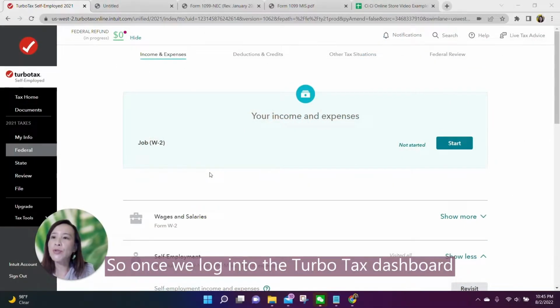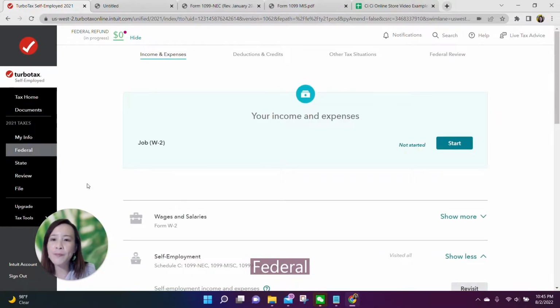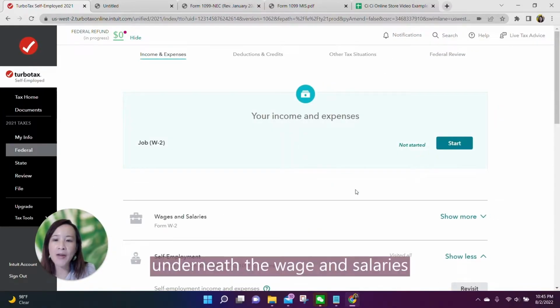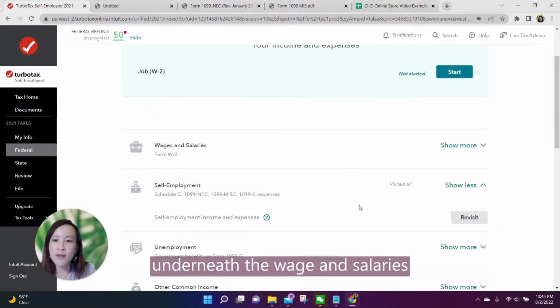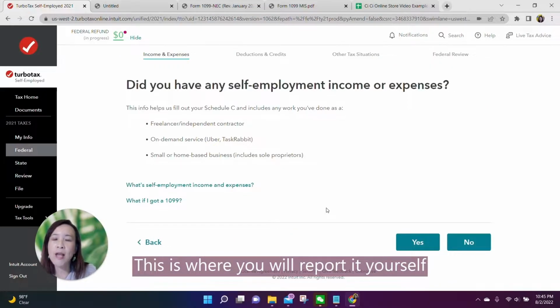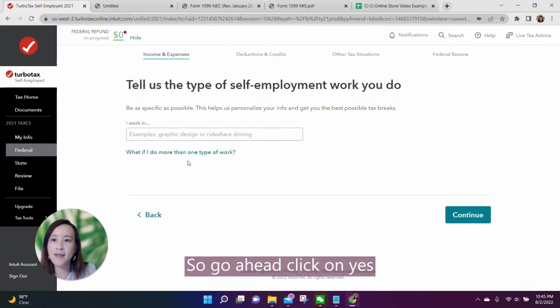So once we log into the TurboTax dashboard, you can click on the left-hand side, Federal, Income and Expenses. Underneath the wages and salaries, there's self-employment. This is where you will report your self-employment income, known as Schedule C. So go ahead and click Yes.